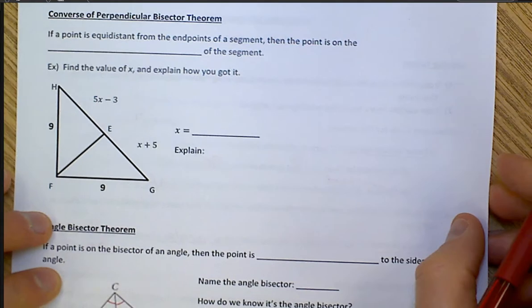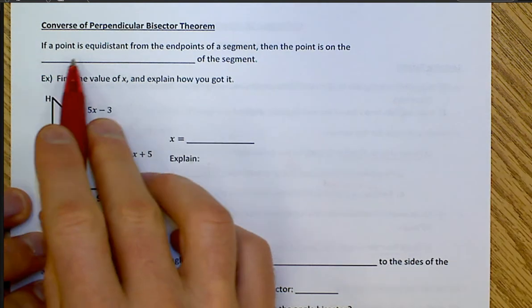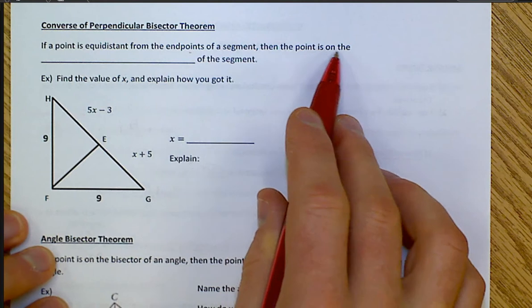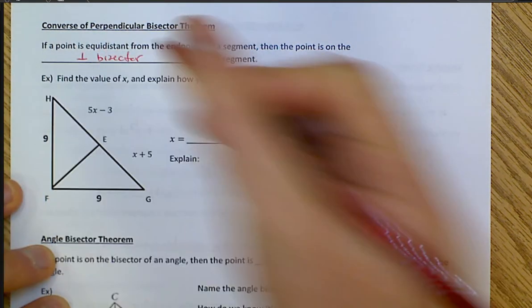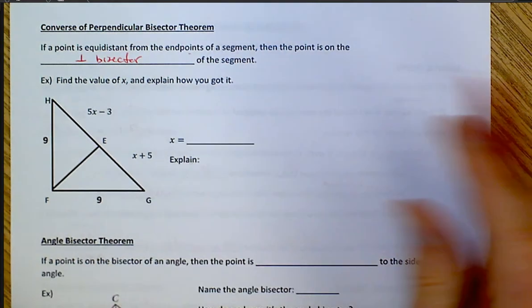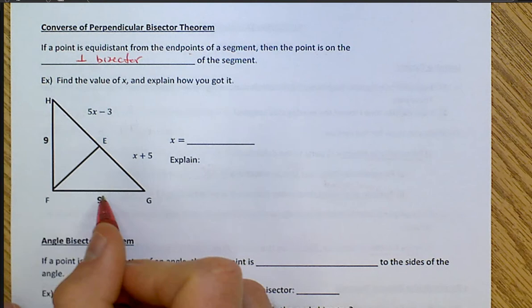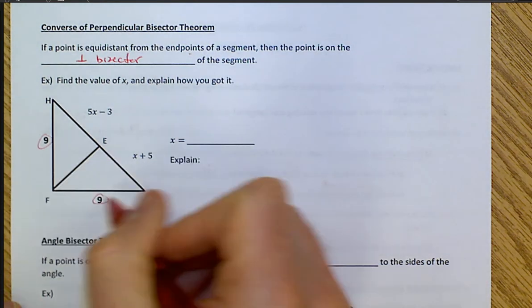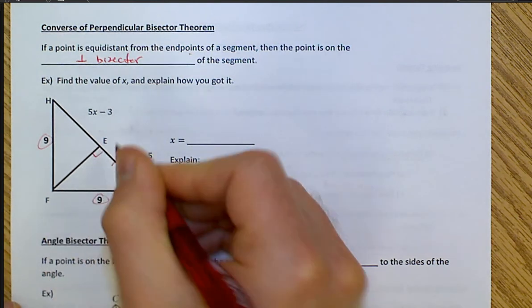This is the converse of the perpendicular bisector theorem. It says if a point is equidistant from the endpoints of a segment, then the point is on the perpendicular bisector of the segment. So it says find the value of x, explain how you got it. Well, if I know that these distances are both 9, that means that those distances are the same, which means F has to be the perpendicular bisector of HG.